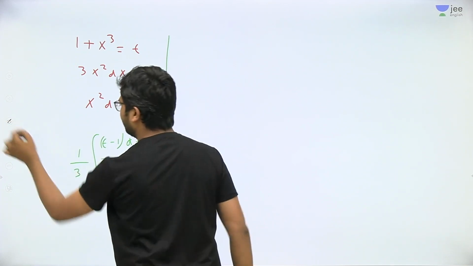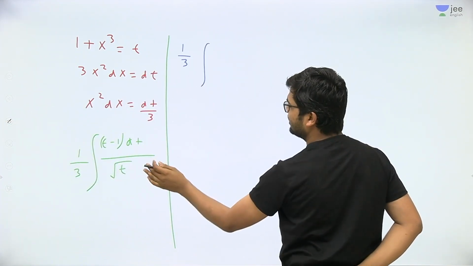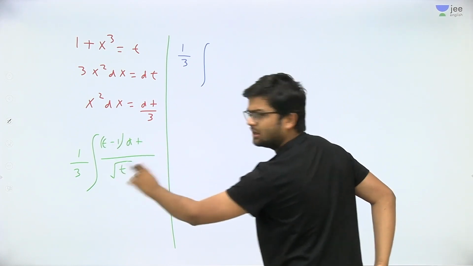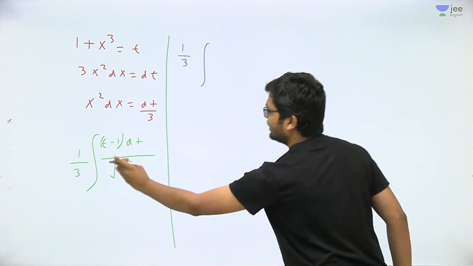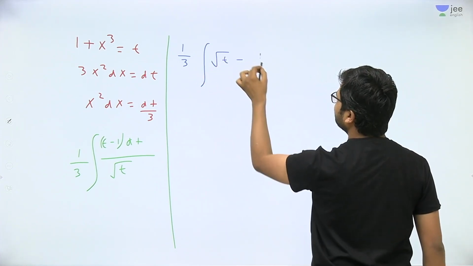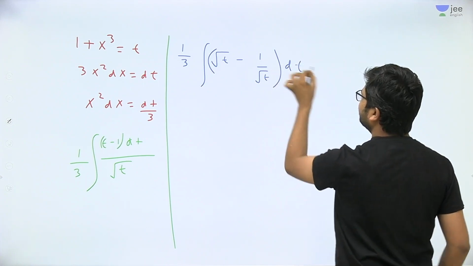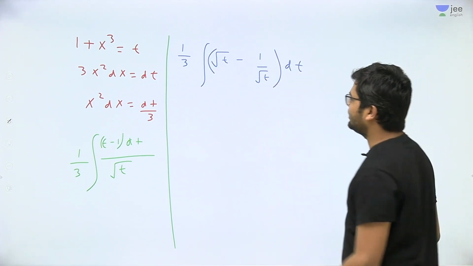Now just separate it to get the answer. 1 by 3 is outside the integral, so it has become integral of t minus 1 upon root t. So just separate it, it will become root t minus 1 by root t dt. So these become standard integrals. You can easily solve them. I am solving it for you.